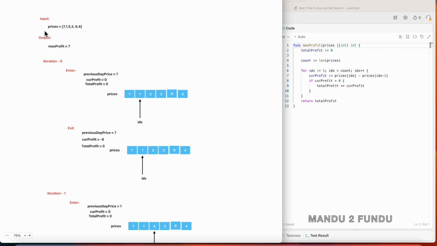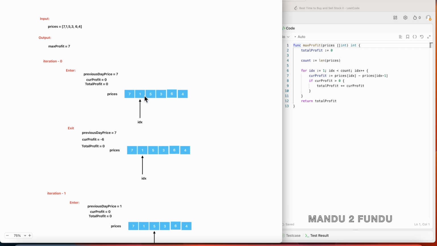So we are given an input array, prices 7, 1, 5, 3, 6, 4, and the expected output is 7. So first we initialize the total profit to 0 and the count variable to the number of elements in the array. In this case, it's 6. And then we initialize the index to 1 so that we start processing from the element at index 1.